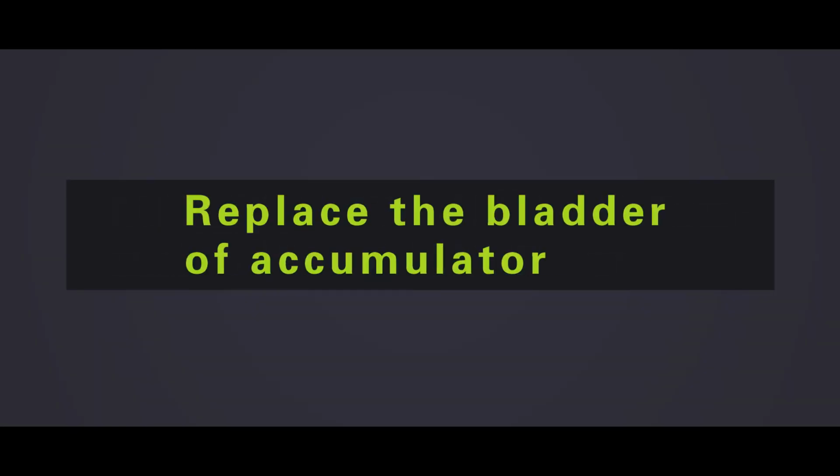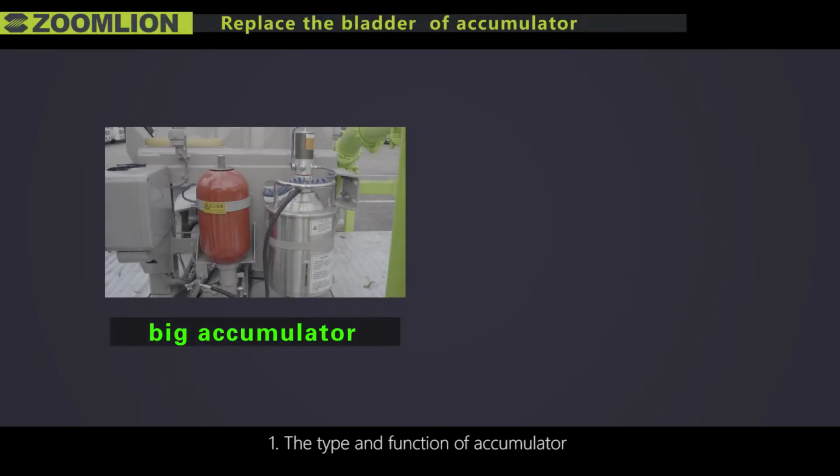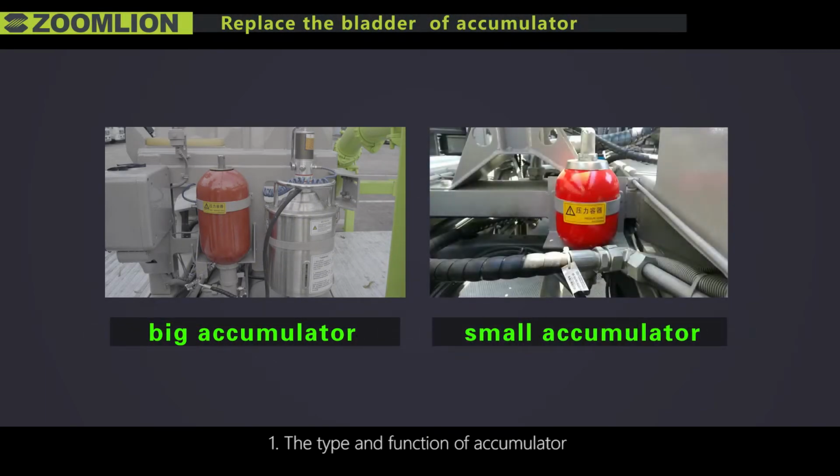First, replace the bladder of accumulator. First, the type and function of accumulator. There are two kinds of accumulators on truck pump, big one and small one.